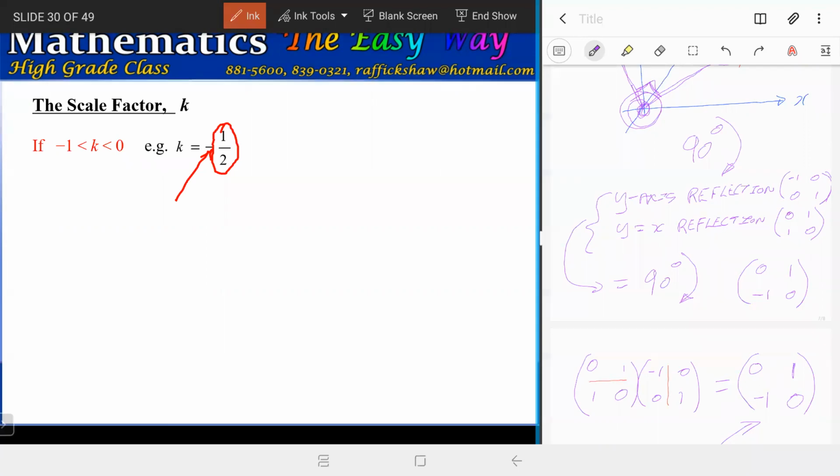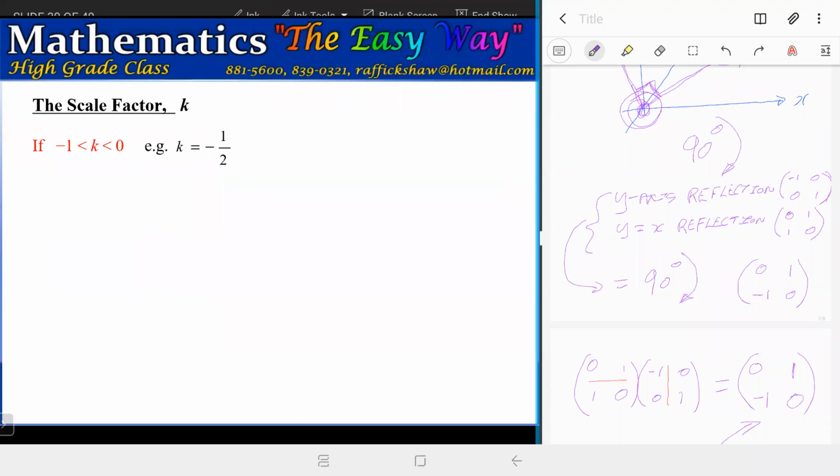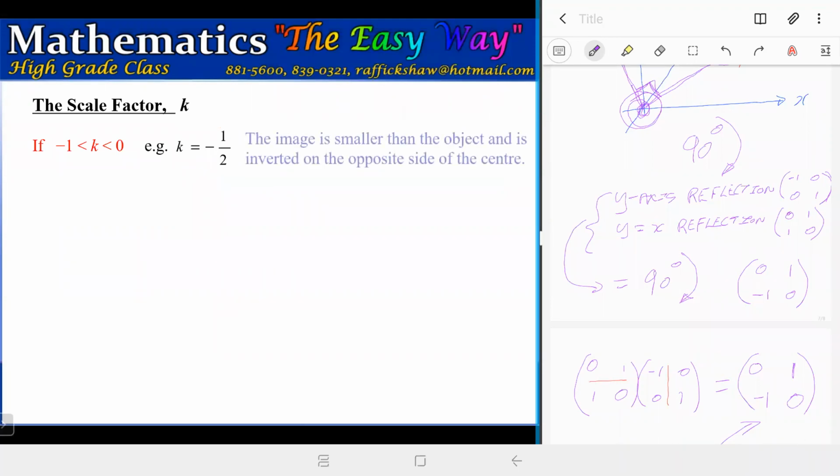So the center of the enlargement is going to be between them. If the object is on the left, the image is going to be on the right. If the object is above, the image is going to be below. They're going to be on opposite sides of the center. All right, so let's look at it. See it more. Bam. The image is smaller. In this case, it's actually half.